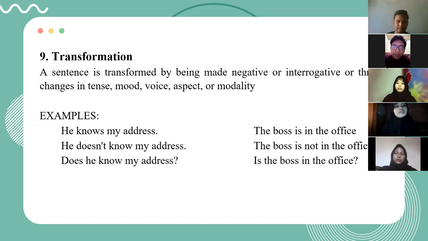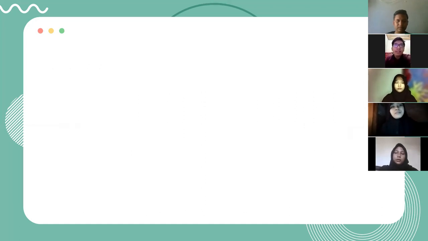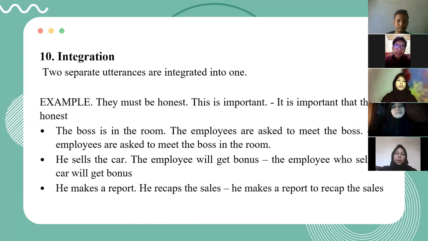Nice. Then we move up to our 10th of our types of learning. Integration. Two separate utterances are integrated into one. For example, we have they must be honest, that this is important. Therefore, you can merge it into one sentence. So it would be like, it is important that they be honest.